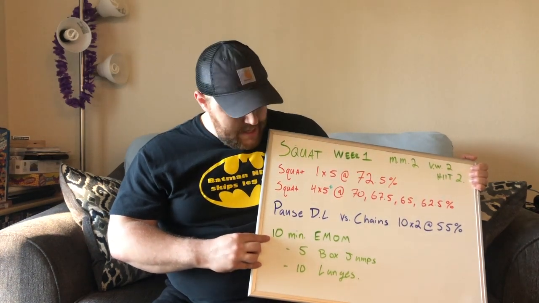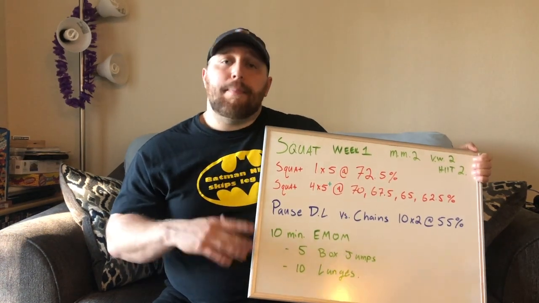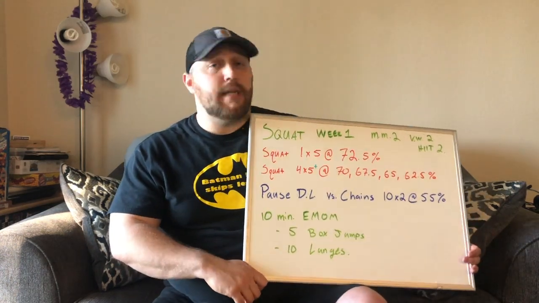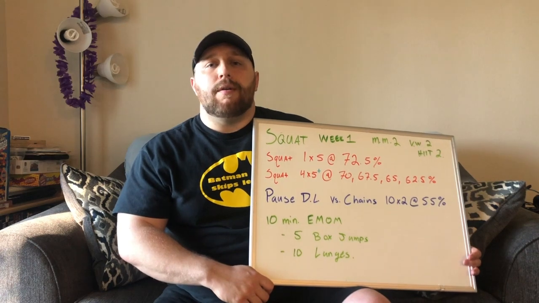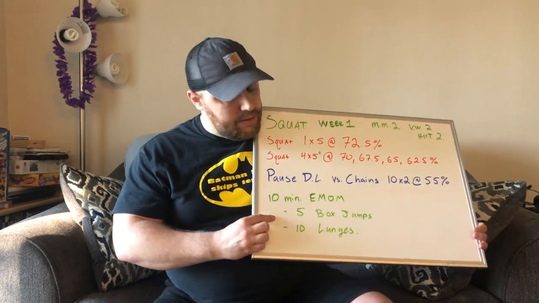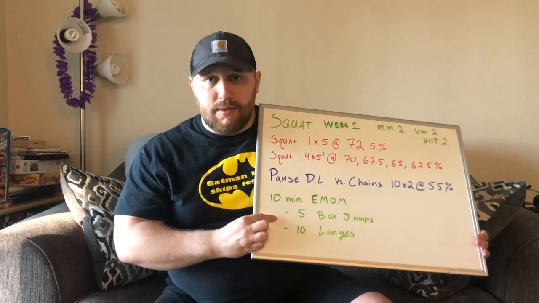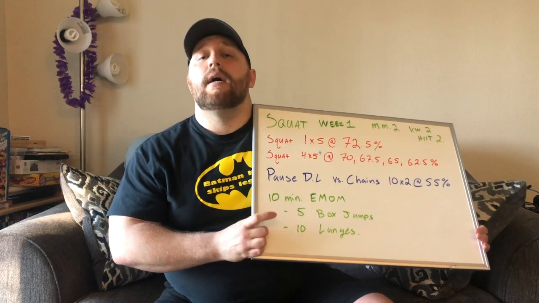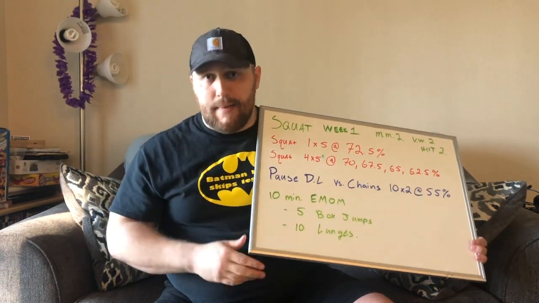Then we have our HIIT portion of this, which on option 2 is our 10-minute every minute on the minute. Now, these are just some quick examples that I've put together to help out. You can get more creative with this. You can be less creative with this, or you can, hell, if you want to do burpees, do burpees. I don't care. But what I chose, because my goal is to be a little bit more athletic and explosive, is 5 box jumps and 10 lunges every minute at the top of that minute.